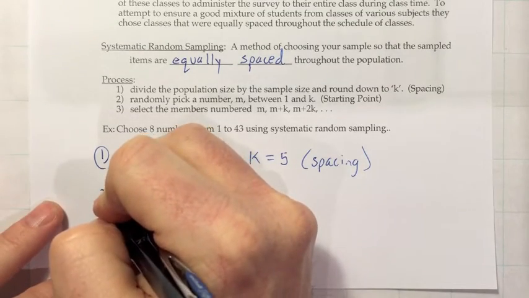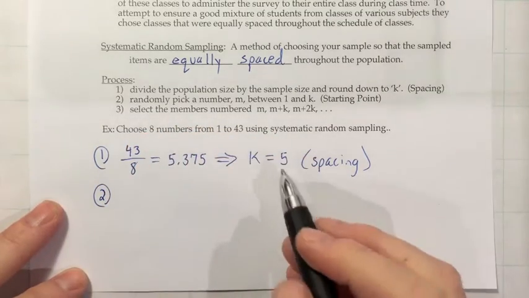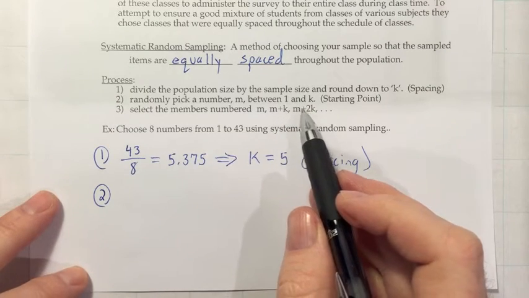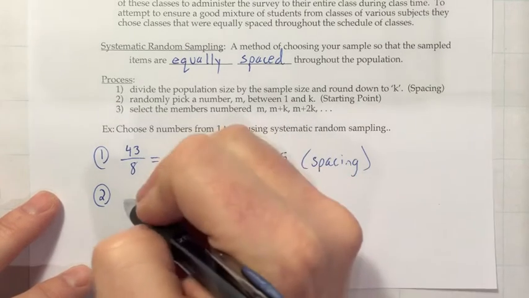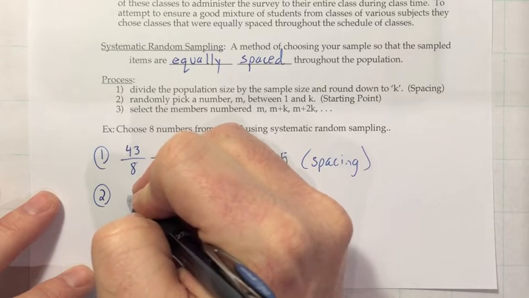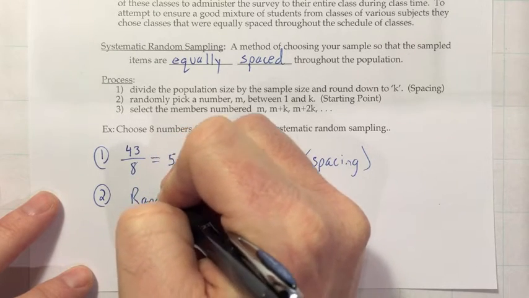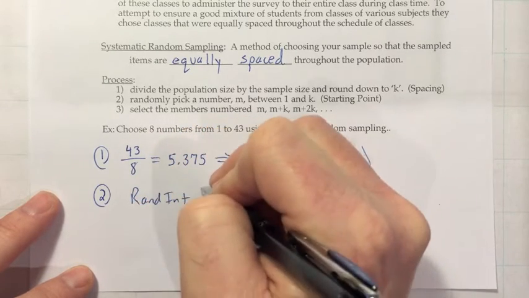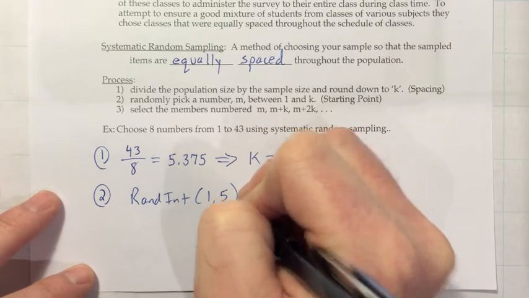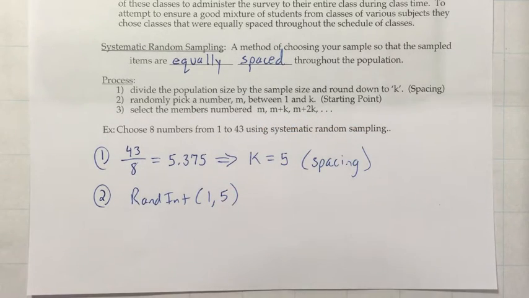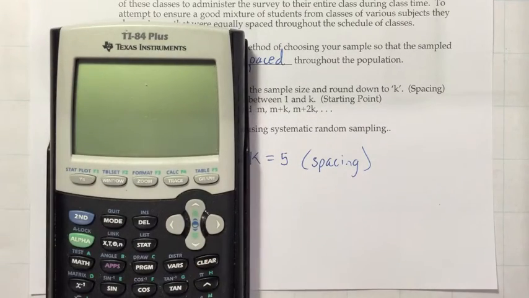Step 2 is to figure out the starting point. And it says to pick a random integer between 1 and k. So in this case, that's going to be a random integer between 1 and 5. And I'm going to go ahead and use the calculator to do that. And whatever I get from that, that's going to be my starting point. So let's bring in the calculator and see what happens there.